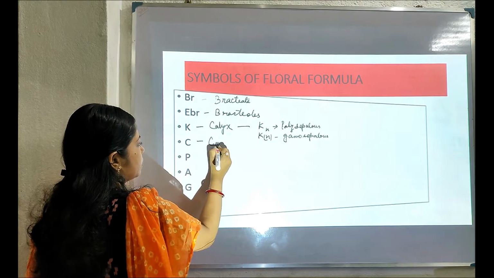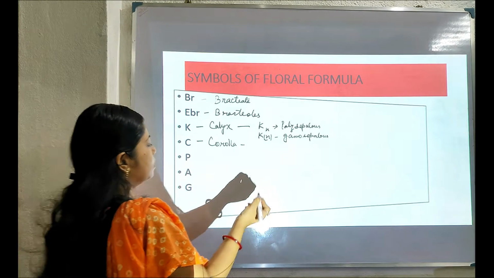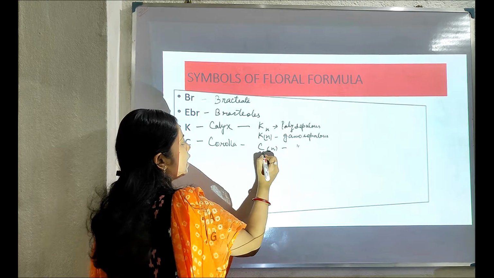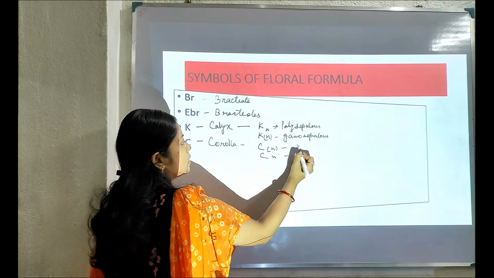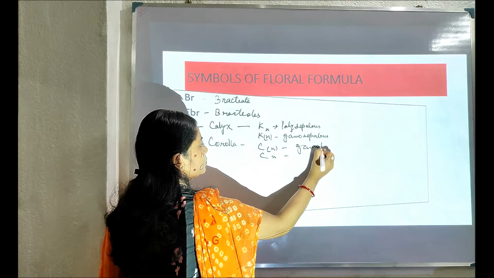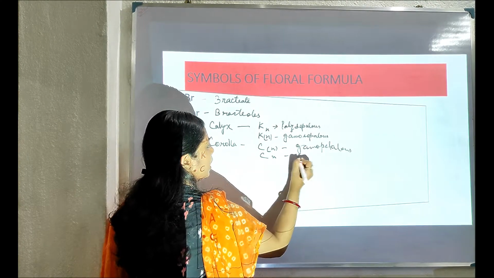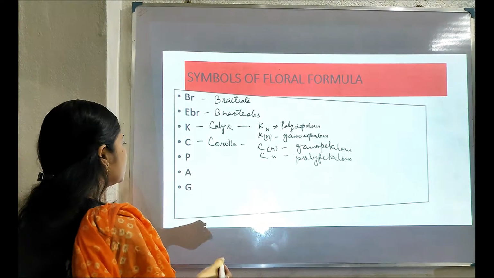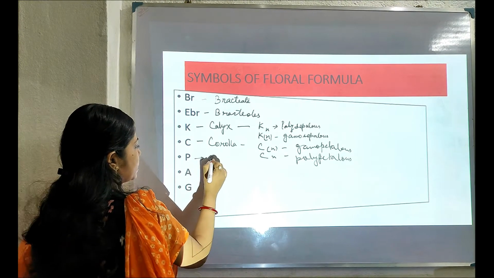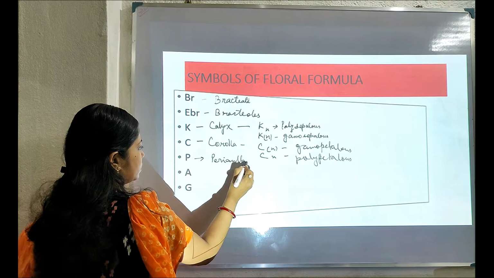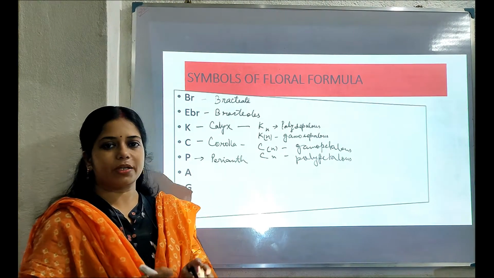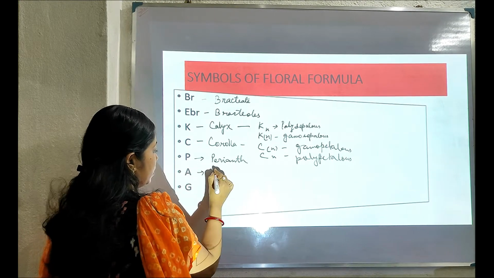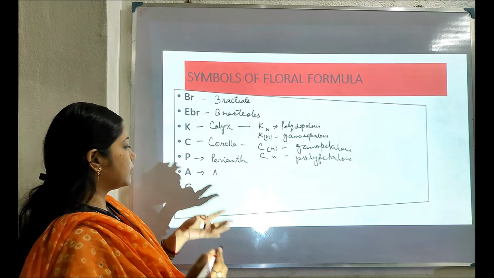C stands for corolla. Again, if it is like this, then it is gamopetalous, and if it is like this, then it is polypetalous. Petals are free. P stands for perianth, if sepals and petals are joined to each other. A stands for androecium. What is the number of androecium?